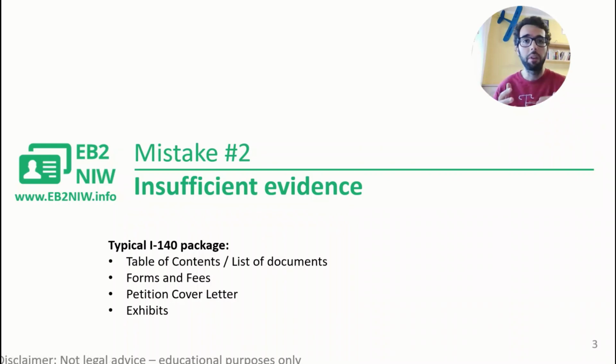So there are different requirements that you need to fulfill. For example, for this category, the Matter of Dhanasar has 3 prongs that you have to meet. And I have a specific video on that. I leave it here in the corner. You can also go to my website and read about it. You need to provide the evidence to really back up all the claims that you're making. If you don't do that, you're not going to be successful in your petition.